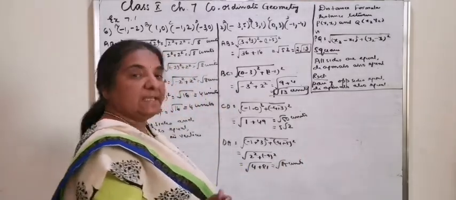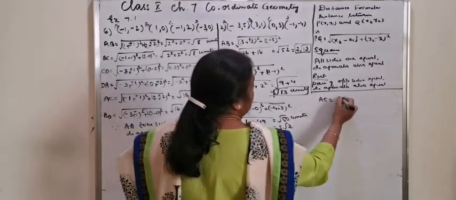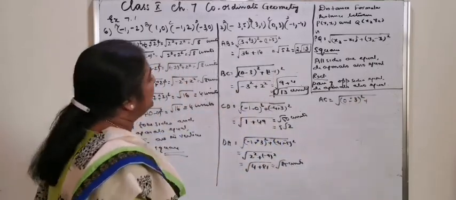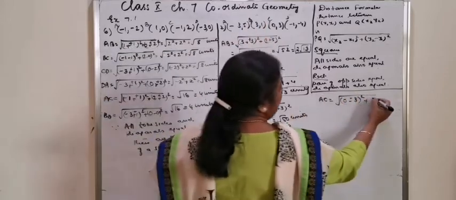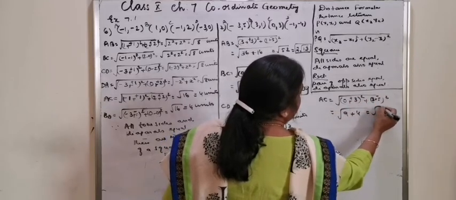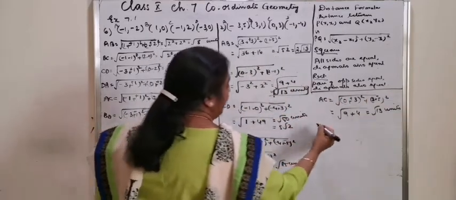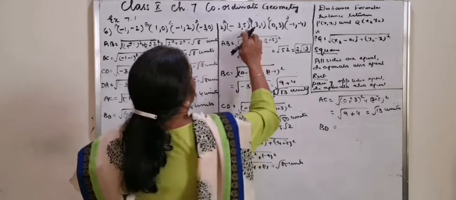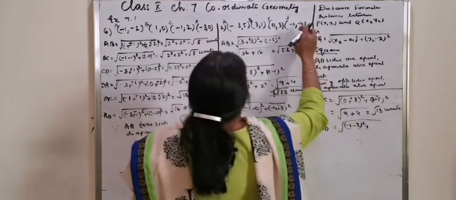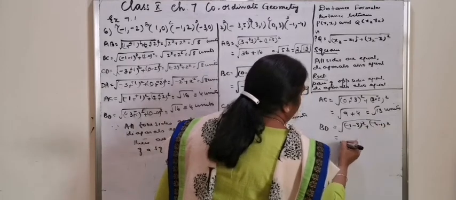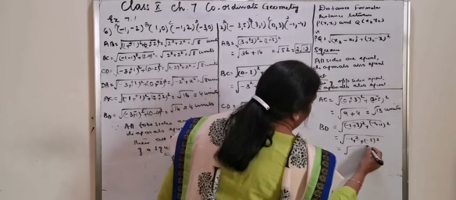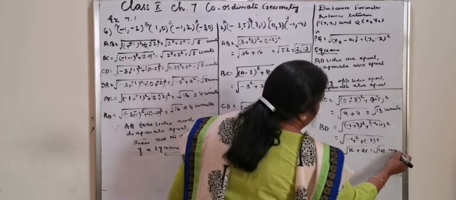Let's find out what AC and BD are. AC is equal to the square root of (0 minus -3) the whole square plus (3 minus 5) the whole square, 9 plus 4, which is equal to root 13 units, and BD is equal to (-1 minus 3) the whole square plus (-4 minus 1) the whole square, -4 square plus -5 square, 16 plus 25, root 41 units.